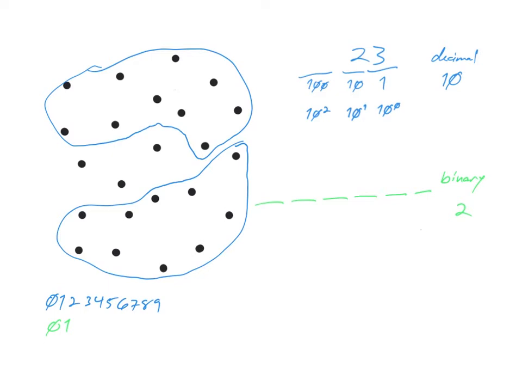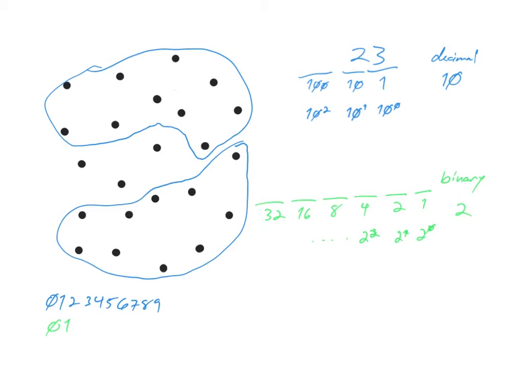So this is going to be 2 to the first, 2 squared, 2 to the third, and so on. So this is 2 to the 0, 2 to the 1, 2 to the 2. Sorry, I missed that. So that's going to be the 1's place, the 2's place, the 4's place, the 8's place, the 16's place, the 32's place, and so on and so forth.